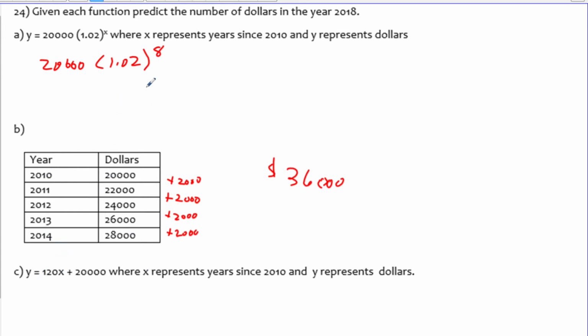Okay, problem letter C is just like problem letter A. They're saying years since 2010, so I'm going to replace the X next to the 120 with an 8, because that's been 8 years since 2010, plus 20,000, right? And again, you'll get your value. So even though these functions look different, this one is an exponential function and this one down here is a linear function, we're still going to plug in 8 because they tell us that that represents the years since 2010, and 8 would represent the year 2018.